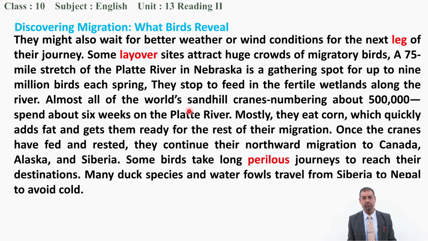Almost all of the world's sandhill cranes, numbering about 5 lakhs, spend about 6 weeks on the Platte River. Mostly they eat corn, okay, which quickly adds fat and gets them ready for the rest of their migration. Once the cranes have fed and rested, they continue their northward migration to Canada, Alaska, and Siberia.